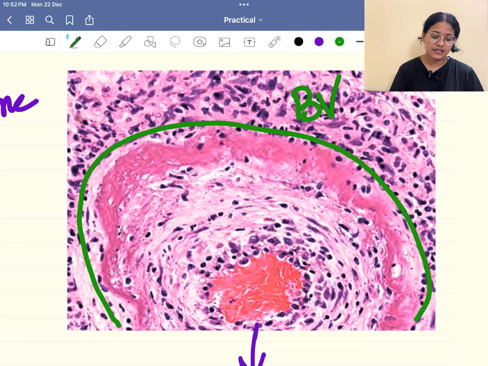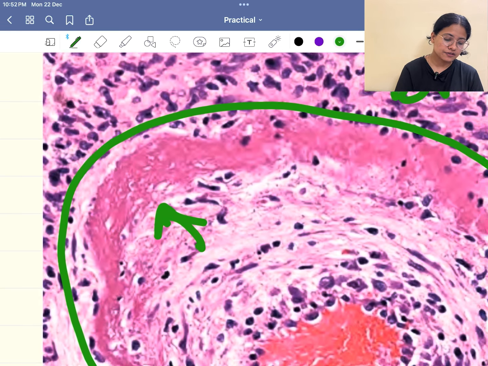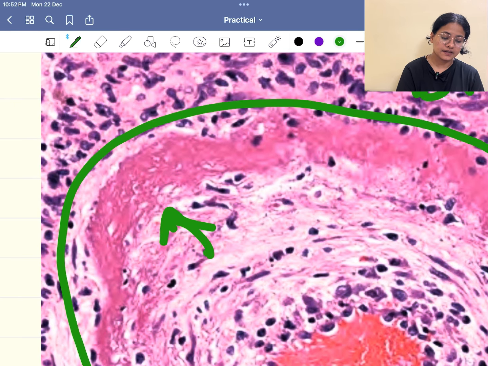Okay, so this is a blood vessel, and how do you describe this structure on light microscopy? So you will say this is granular, right? Dark, densely eosinophilic, fibrillary. So this is fibrin-like.